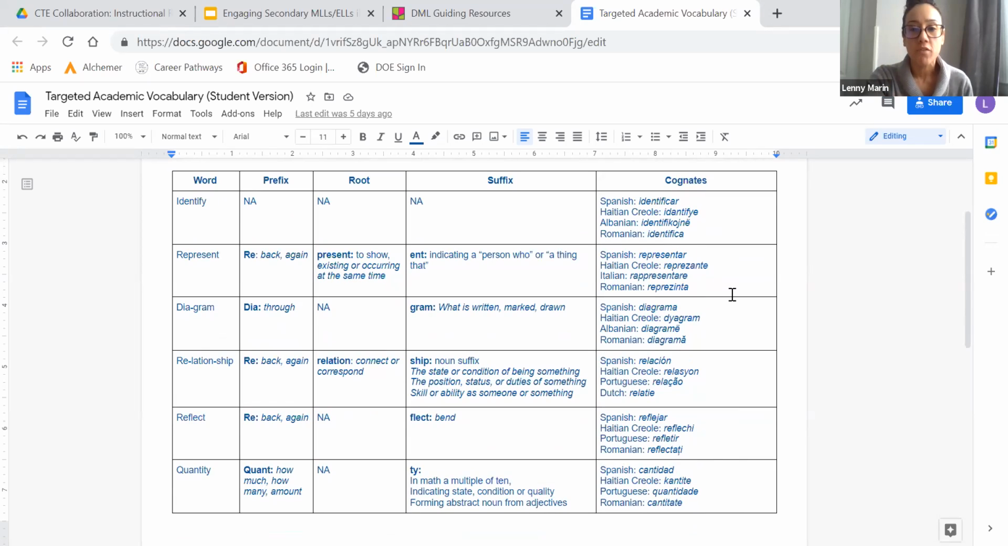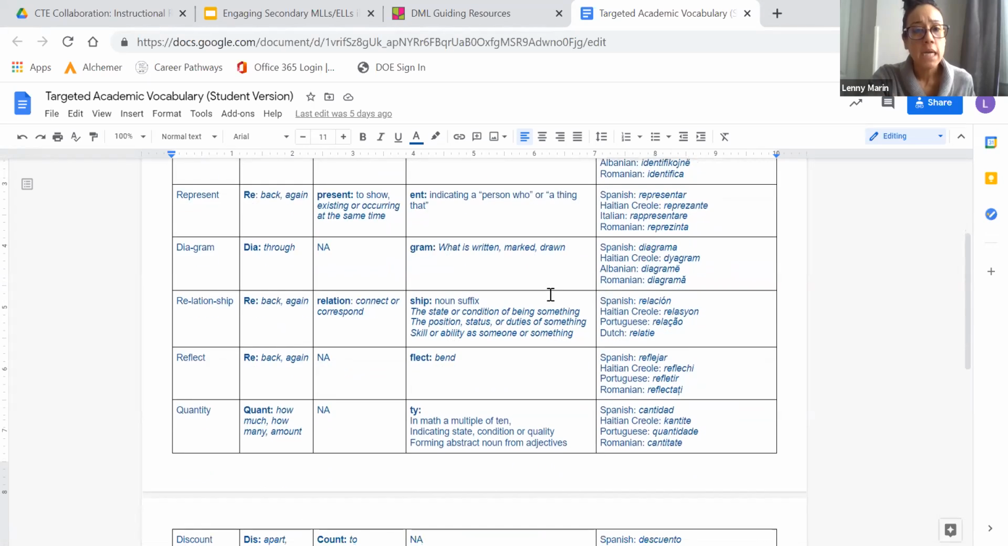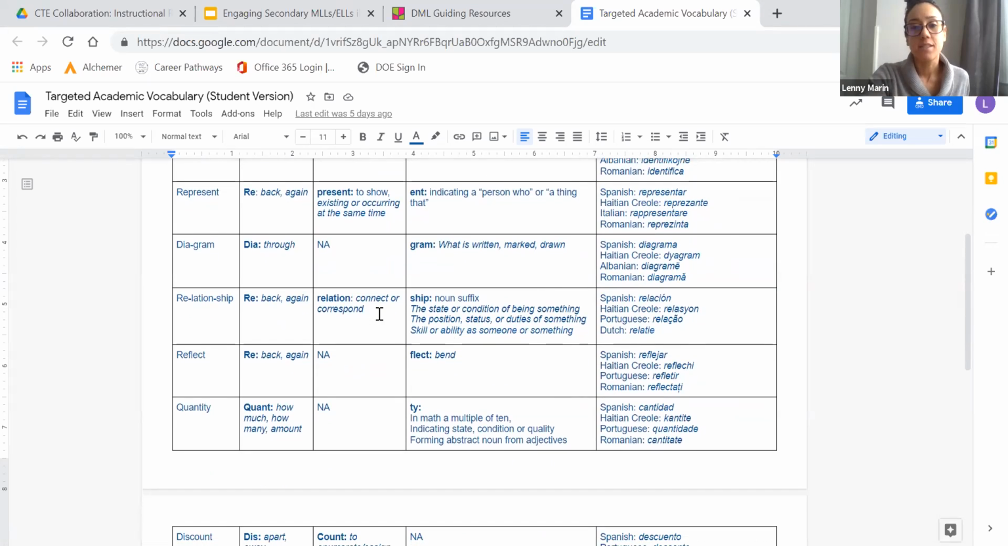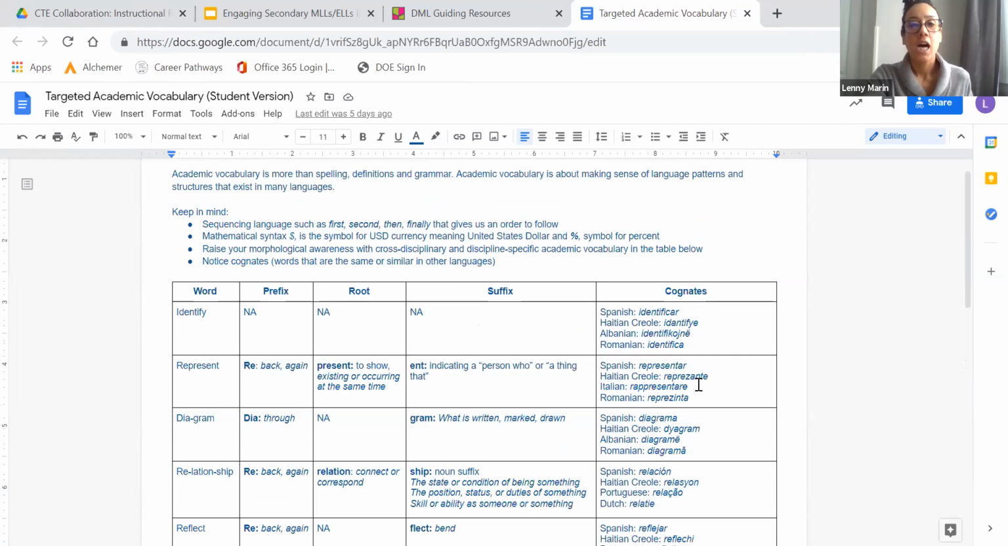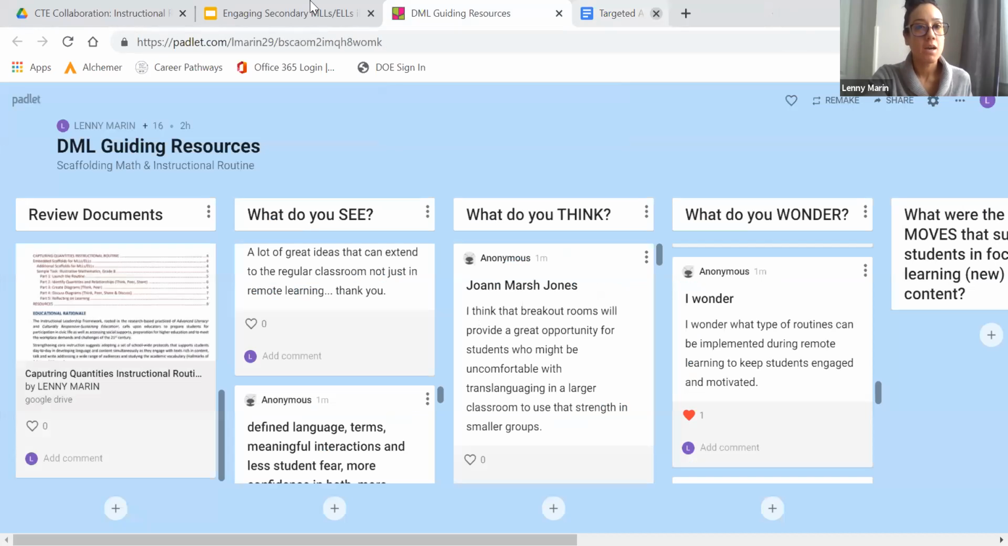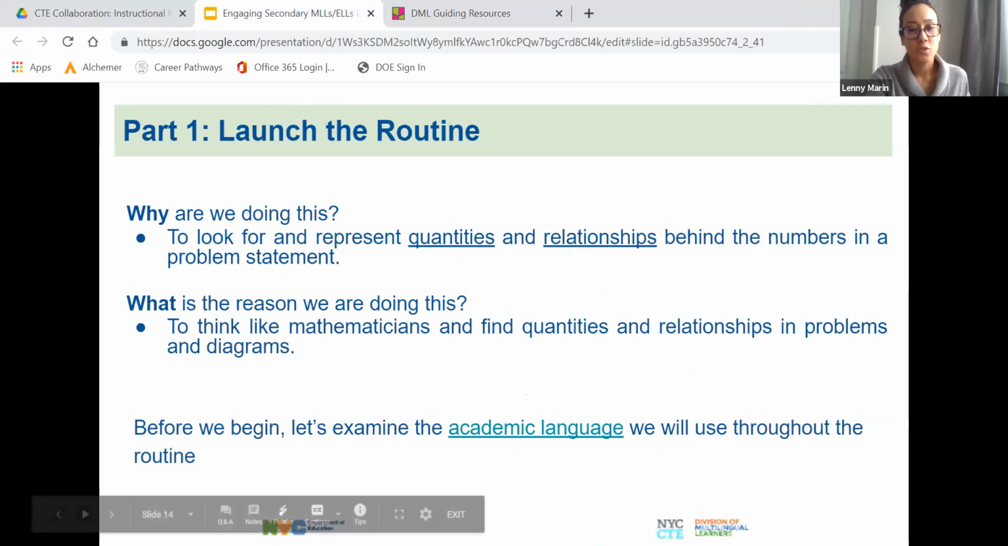You'll notice that some of the words are broken down into their prefix, their suffix, and their root, and you have some cognates, which are words that sound similar in many languages to support you. I'm just going to go over one of them with you. Let me go over the word reflect. The word reflect has a prefix re, which means back and again. There is no specific root in this word, but the suffix, flect, means to bend. Some words that are very similar in the way they are written you will see here on this side. This is just to support your learning, but we're going to go back to the routine now.